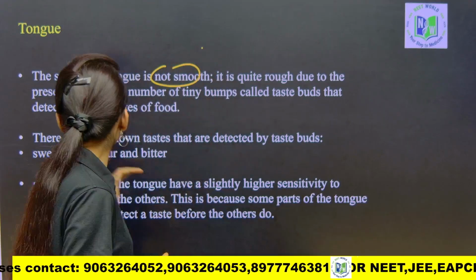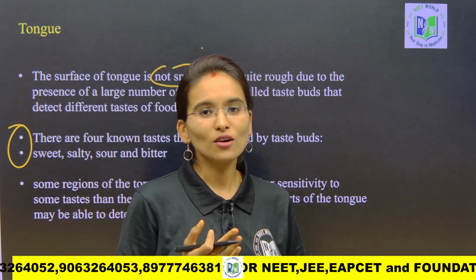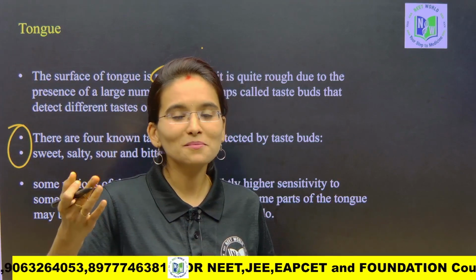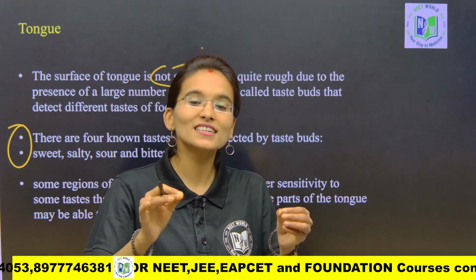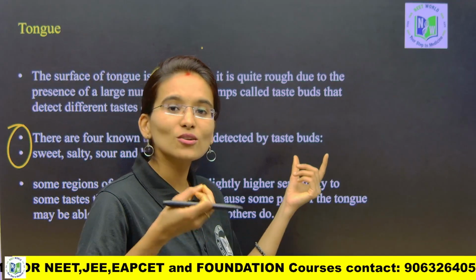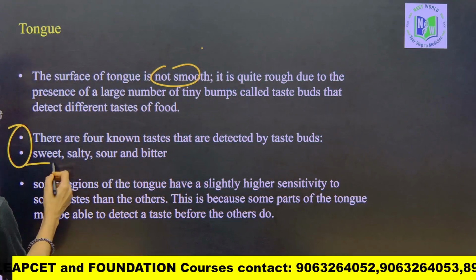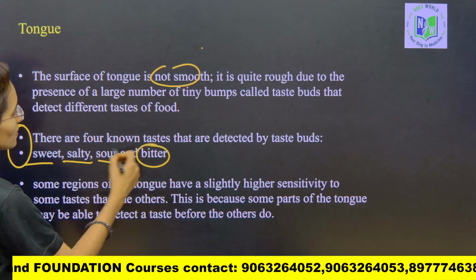So the tongue can detect many different types of taste. Not many different types, only 4 different types of taste can be tasted by the tongue. It can only taste 4 different types of taste, that is sweet, salty, sour and bitter.